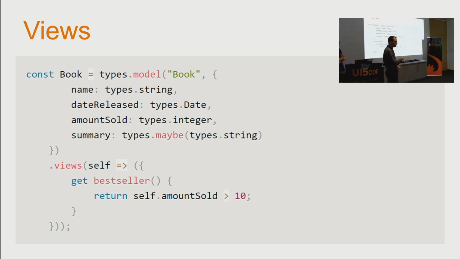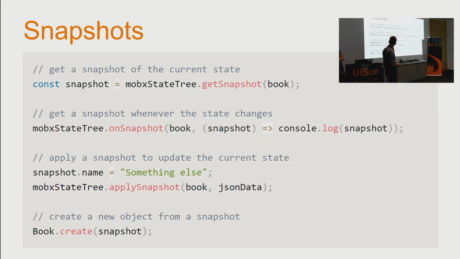So it's a way of communicating as well. I can tell Caspár, hey, look at the book model. What is a book? When is a book a bestseller? It's a bestseller when it's sold over 10 times.